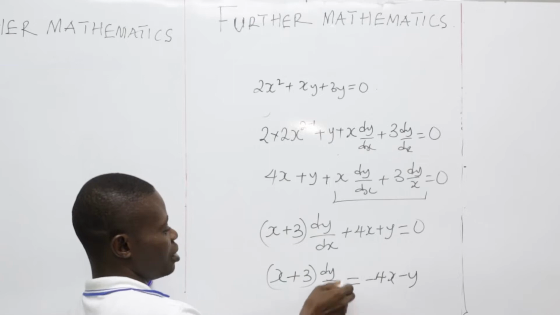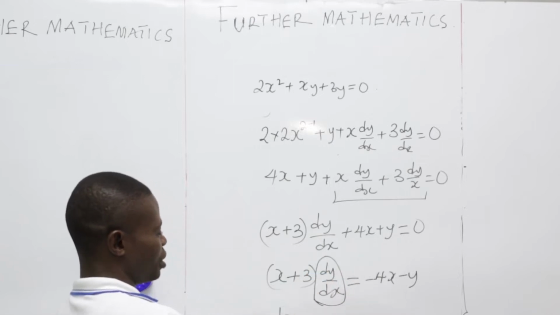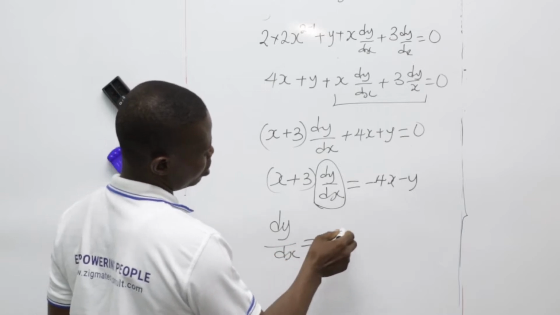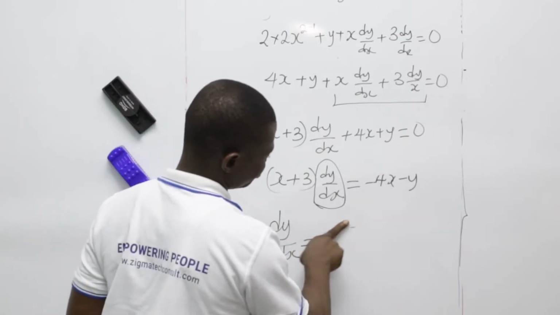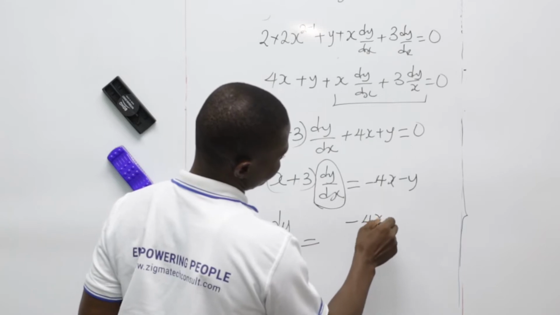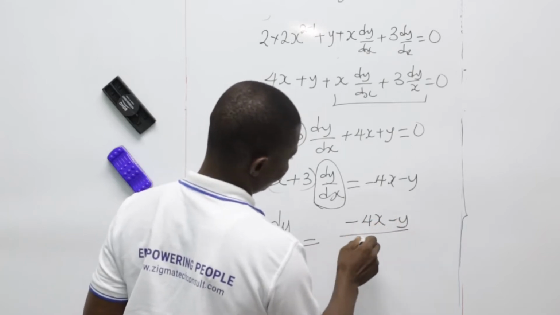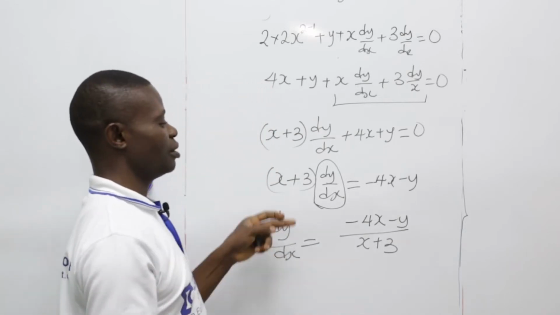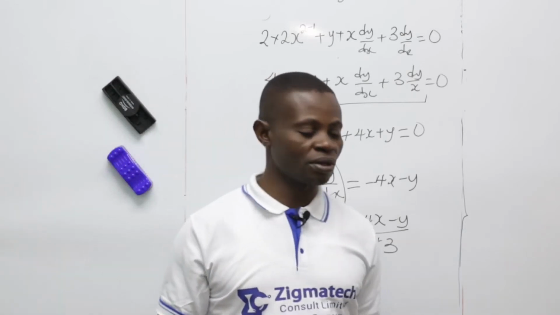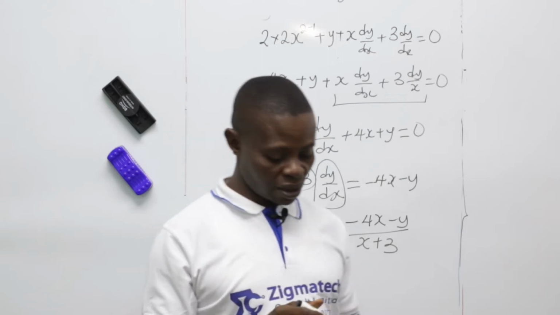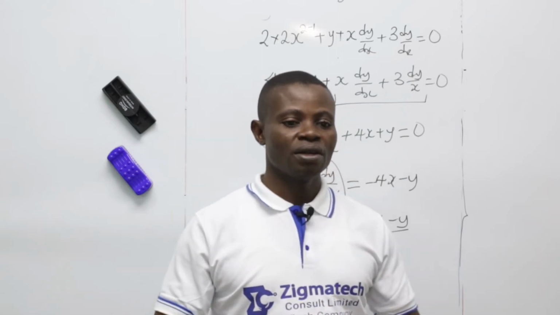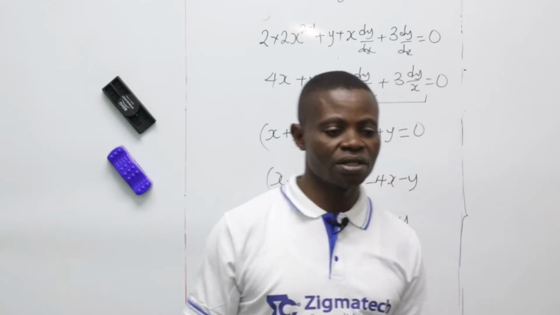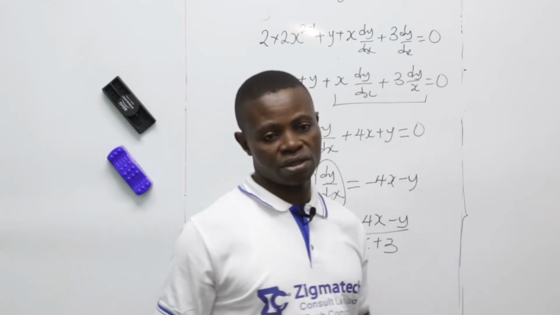Now make dy/dx the subject of the formula. dy/dx equals minus 4x minus y all over x plus 3. Hence, dy/dx equals what? Minus 4x minus y all over x plus 3. That is the solution to that question.